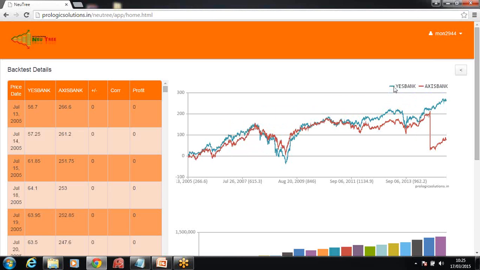So the blue one is Yes Bank and the brown one is Axis Bank. They move in a single direction. At some point they diverge. One goes up and the other comes down, and eventually they meet at one point and again move together. And now you see this dip. This dip is nothing but the split that happened recently in July. I think it's in July, yeah. That is for Yes Bank.